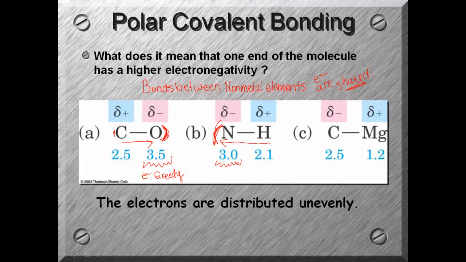Between carbon and magnesium, this here is a bond between metal and nonmetal. Carbon is able to actually pull the electron from magnesium. So magnesium will be positive and carbon negative in terms of their charges. The electrons here will be distributed unevenly. So one side will keep the electron more of the time.